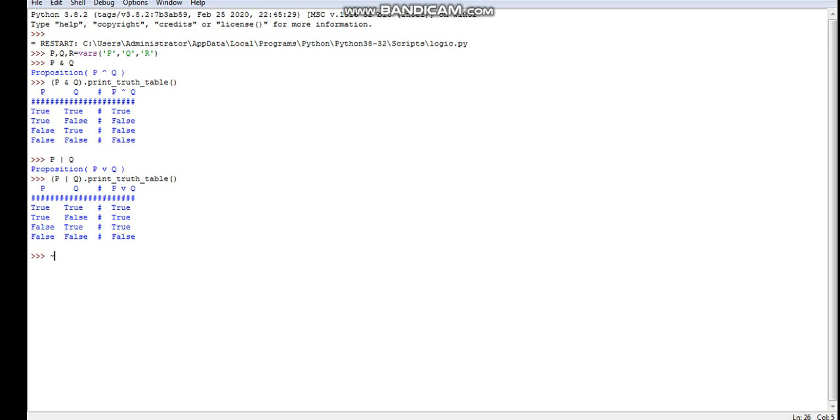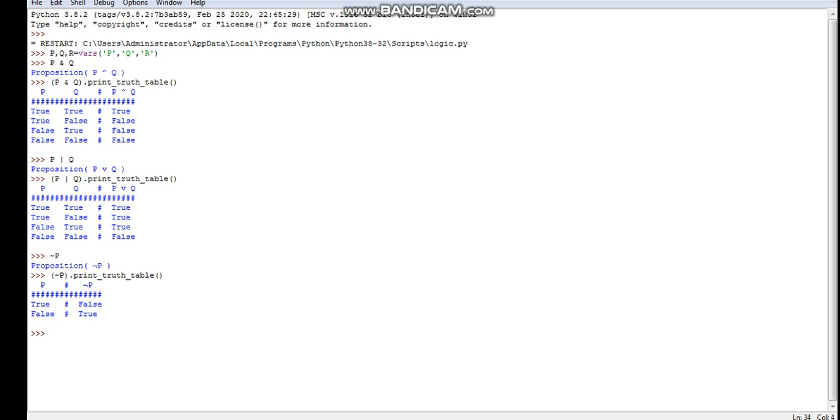This is a NOT of P. It's a proposition. Let's print the truth table for NOT of P. We can see that it's a contradiction. When P is true, NOT of P is false, and when P is false, NOT of P is true.